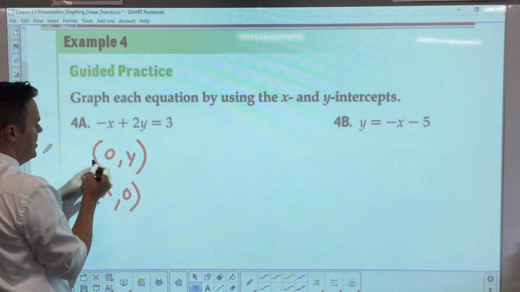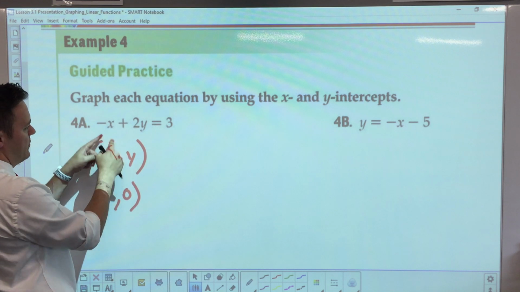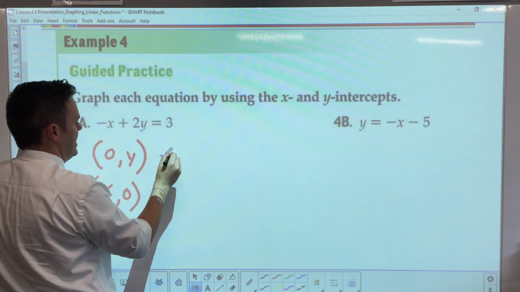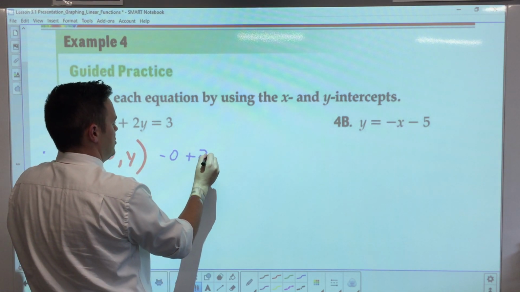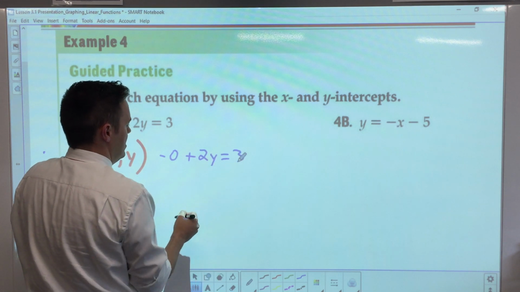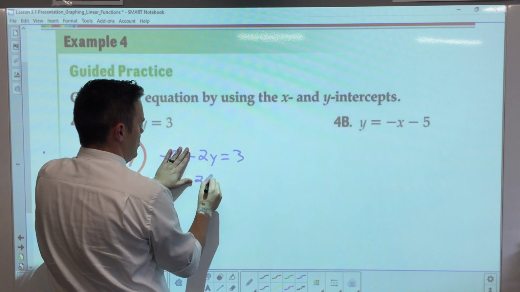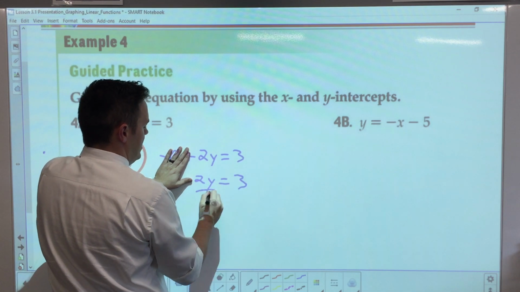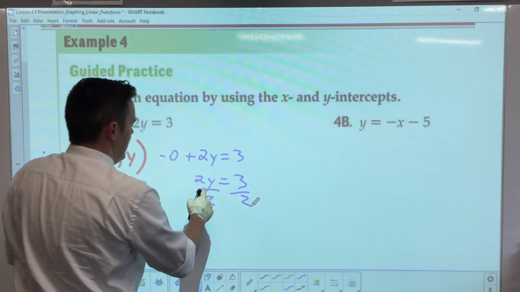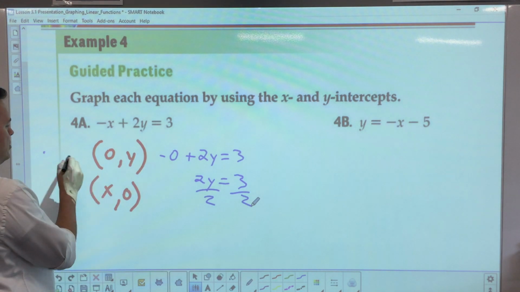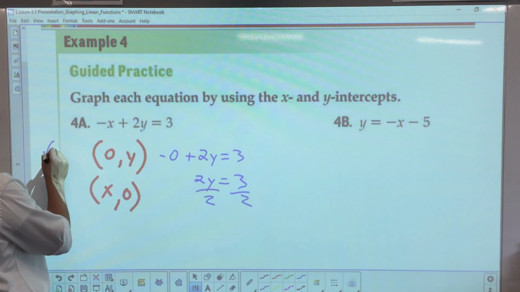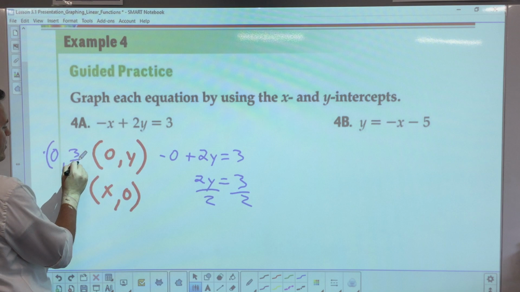All right, so on this, you put a 0 in for x, okay? So it would be -0 plus 2y equals 3. This cancels out. So then you would have 2y equals 3, divide both sides by 2, and your y is going to end up being 3 over 2. So this first point is going to be 0, 3 over 2.